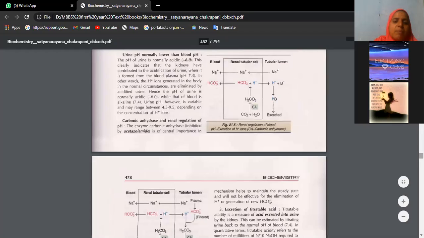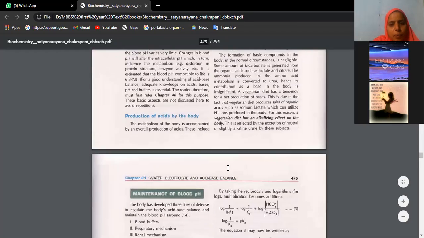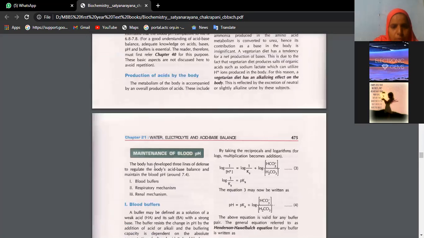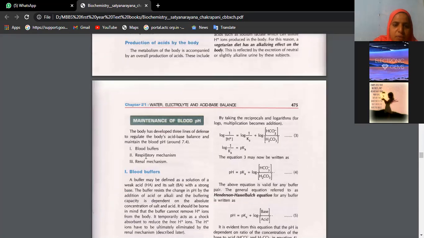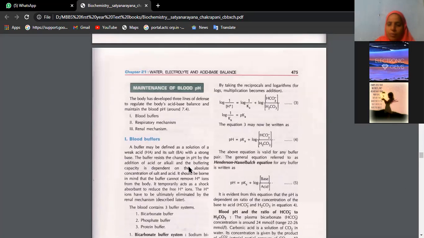So what are the various mechanisms we have in the blood, beta? Remember, I was asking this question. We have three different types of buffer systems in our body for the regulation of our blood pH to 7.4: blood buffers, respiratory mechanism, and renal mechanism. In our previous class, did we do blood buffer? Bicarbonate buffer, phosphate. Yes, beta, very good.